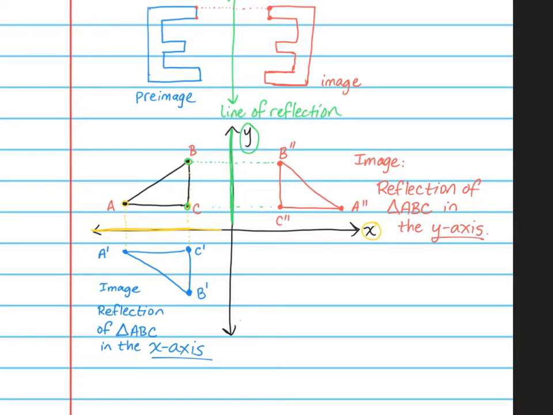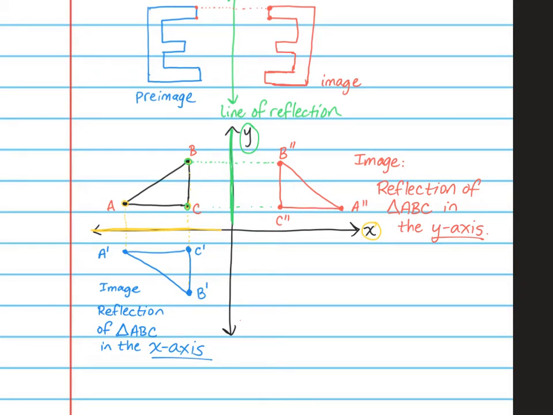Okay, so once again, here we have our triangle and we're going to reflect it. So we reflected it in the x-axis first, and it flipped upside down and came down here. Then we took the same triangle, this time reflected it in the y-axis, and it flipped over to this side and turned the opposite direction.